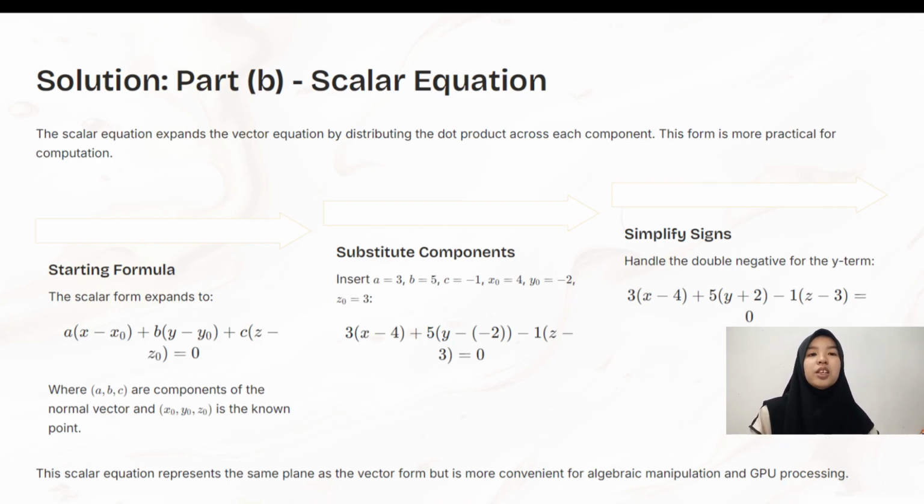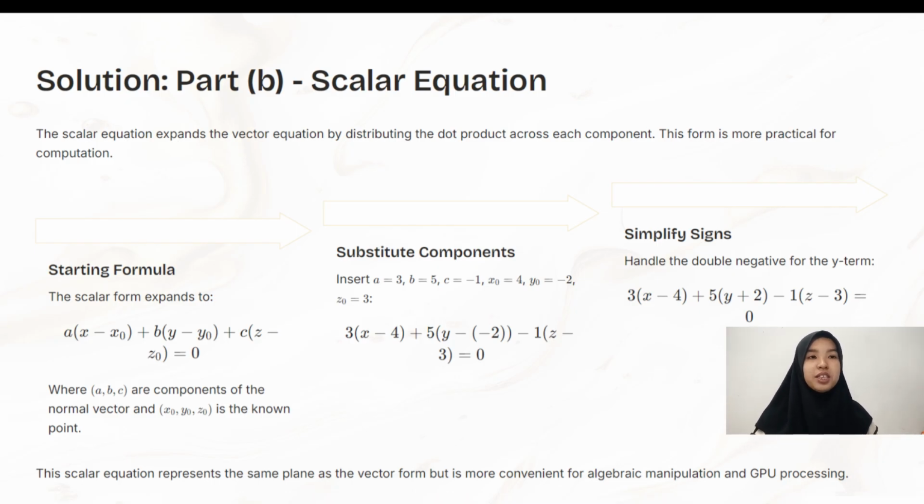The scalar formula is A multiplied by (x minus x naught) plus B multiplied by (y minus y naught) plus C multiplied by (z minus z naught) equal to 0. So A, B, C are components of the normal vector, and x naught, y naught, and z naught is the known point. The known point that we stated just now is the center of the shape, which means point A.